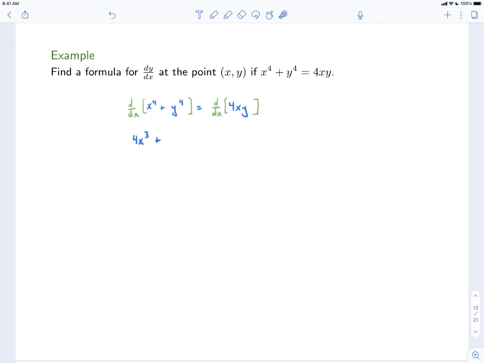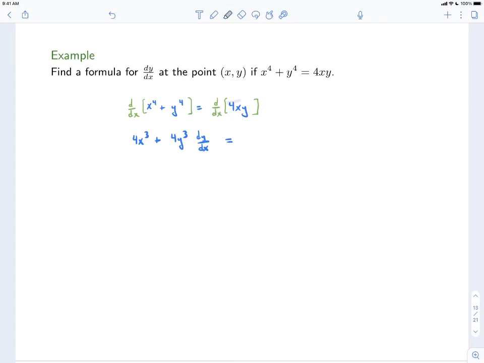And then when you get to this y to the 4, you use the power rule again because you're using the chain rule. So the derivative of y to the 4th is 4y cubed. But then you just have to multiply by dy/dx. Now this will be equal to the derivative of a product.